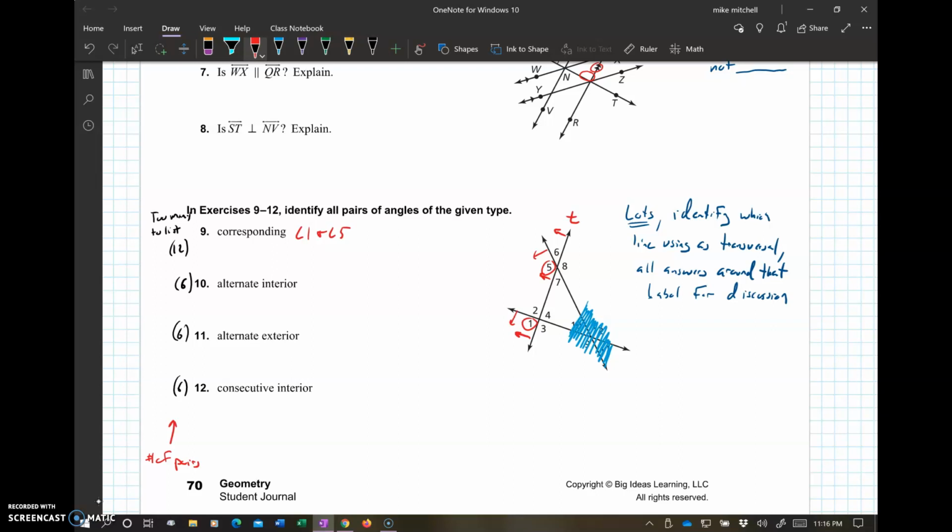Okay, and we got 4 more pairs, so that means we're going to get 12 different pairs of angles over here. 6, 6, 6 for the other ones. Those are our numbers of pairs of answers. So let's try something else here. We leave the T on there.